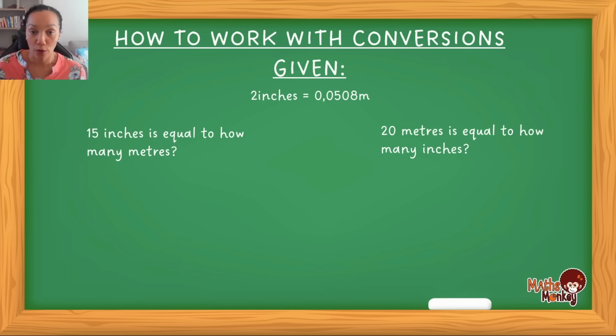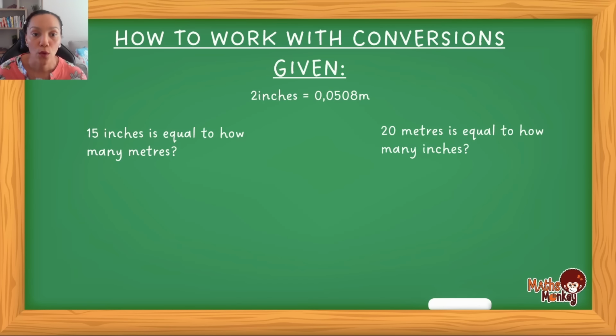Okay, let's try another one. So here in this example, we are given that 2 inches is equal to 0.0508 meters. So the question wants to know 15 inches is equal to how many meters? Now these are very simple questions, grade 12s, and I know this is not how they will ask it to you in an exam per se, like these simple, straightforward questions. But I'm just trying to use these examples to teach you the method, because the method you can apply no matter how complex the question is.